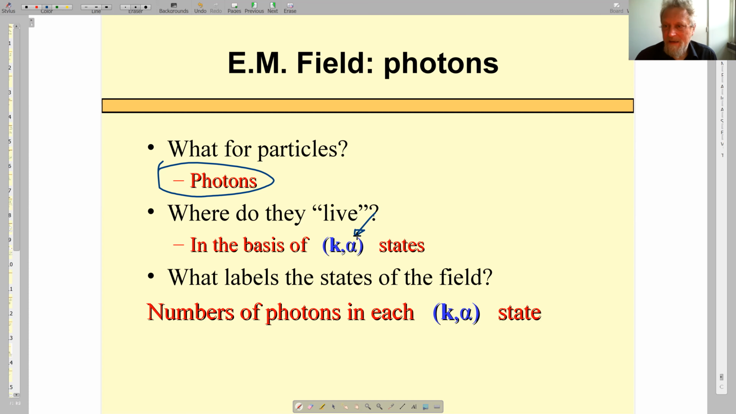What is the second index which labels all possible electromagnetic waves? Yes, very good. It's polarization. So for any given k, we can have two polarizations. For instance, one can choose linear polarizations, both perpendicular to the direction of this vector.